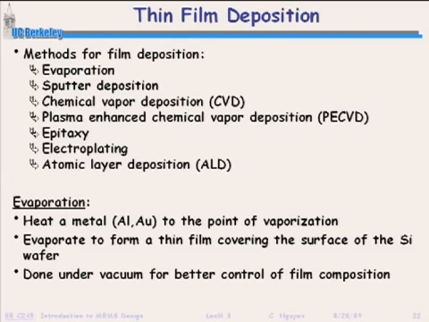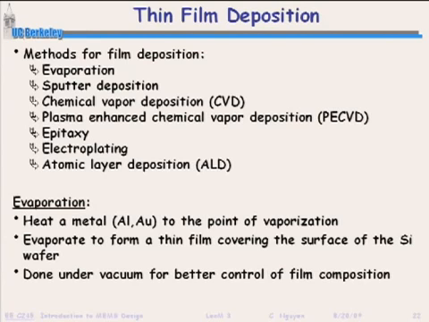So in evaporation, usually you're depositing a metal by evaporation. And so what you're doing is you're heating up that metal to the point of vaporization. You are just heating the heck out of it. Okay, to the point where it evaporates, and it evaporates onto the surface of a wafer, so it coats that wafer surface. You do it under vacuum for better control of film composition because you don't want other foreign objects to get into that film. You also may do it in vacuum because if you heat a metal up, right, you can grow an oxide too. So you really don't want oxygen around during this process. You want it in a nice vacuum.